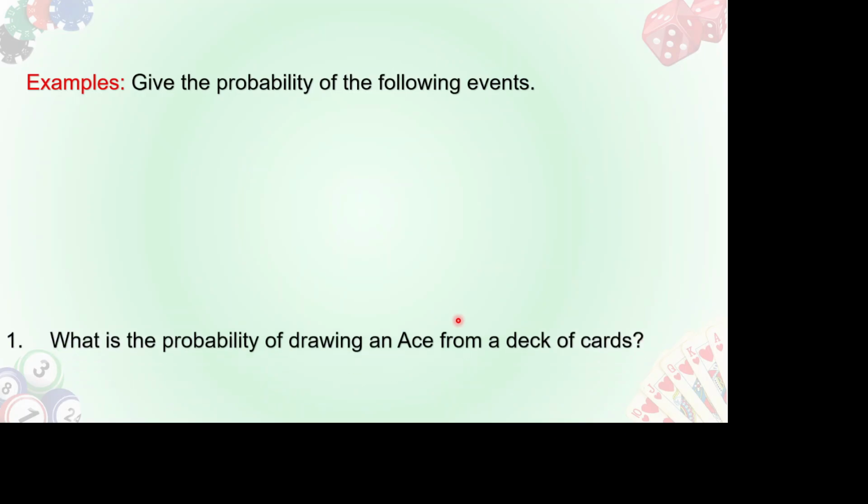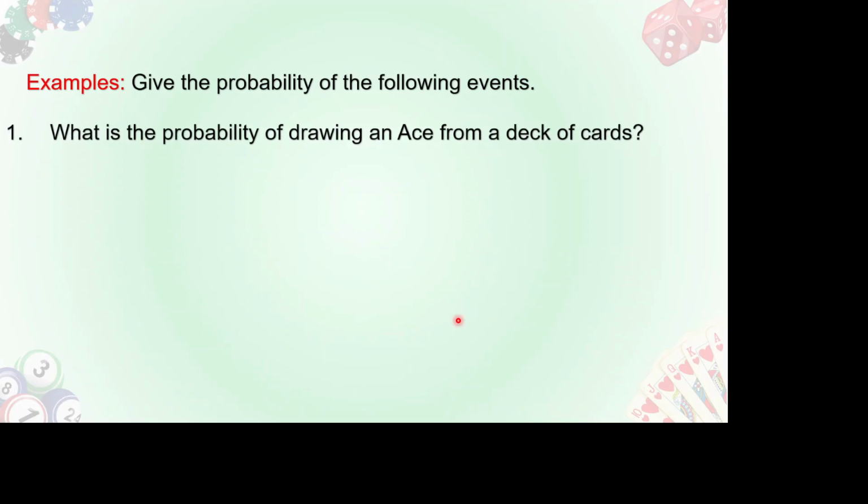Let's have another example. What is the probability of drawing an ace from a deck of cards? Now, a standard deck of cards may not be familiar to some, so let me just discuss it for a short while. A standard deck of cards consists of 52 cards, which is divided into 4 categories, namely spade, club, heart, and diamond. And each of those 4 categories has 13 cards, including an ace, number cards from 2 to 10, a jack, a queen, and a king.